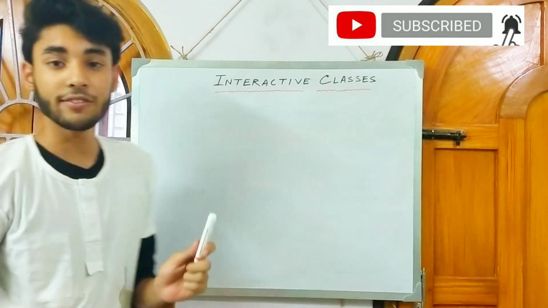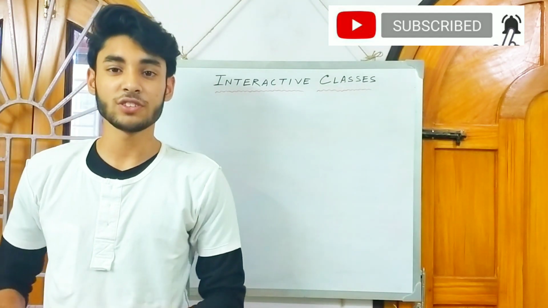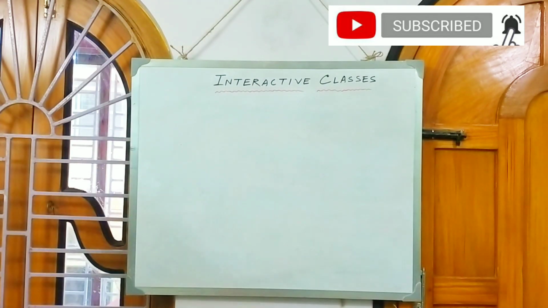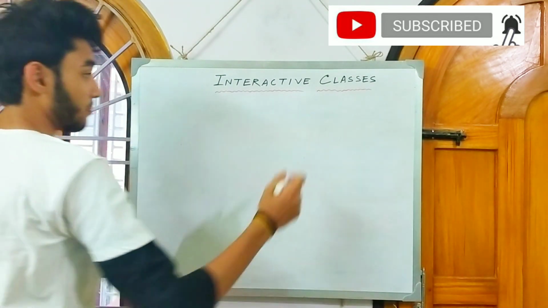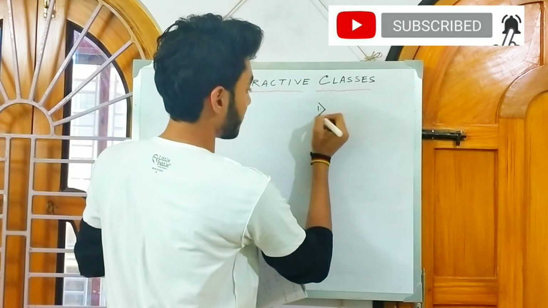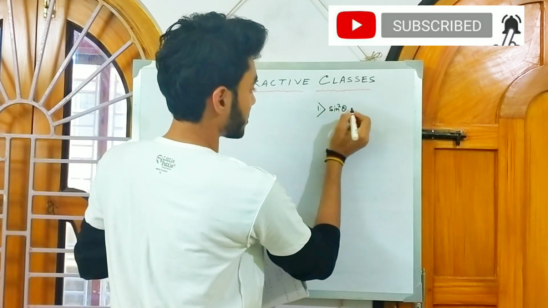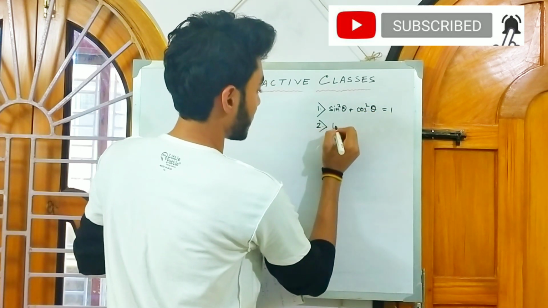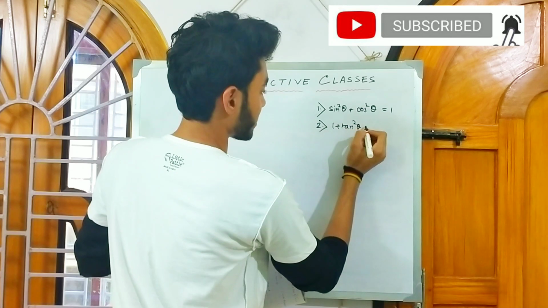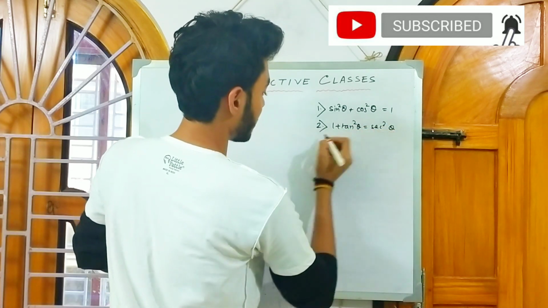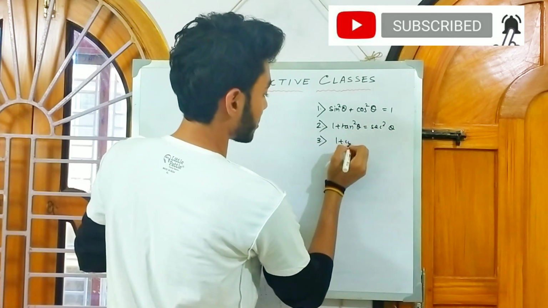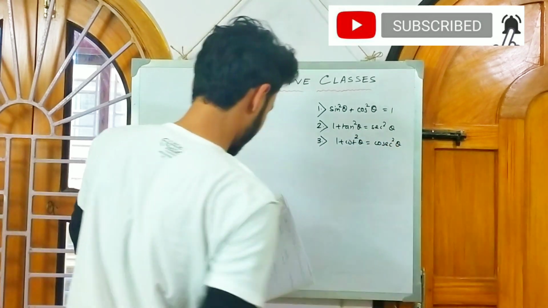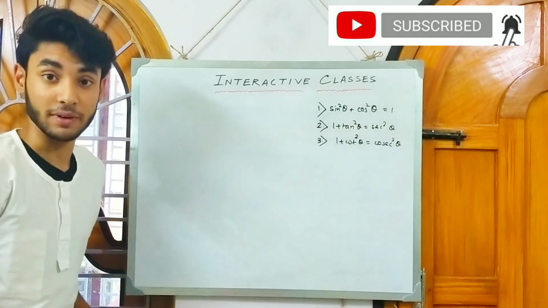As in the previous video I gave you 3 formulas, so based on this we are going to do some problems. The formulas that I gave in the previous video are 1 plus tan square theta equals sec square theta, and 1 plus cot square theta equals cosec square theta. So let's do the first problem.